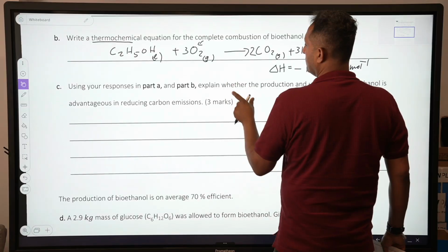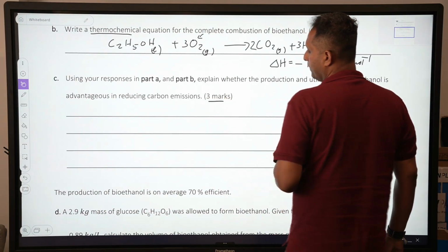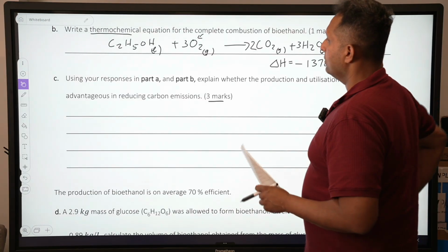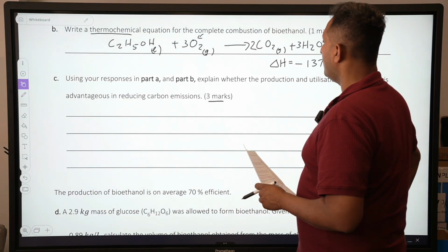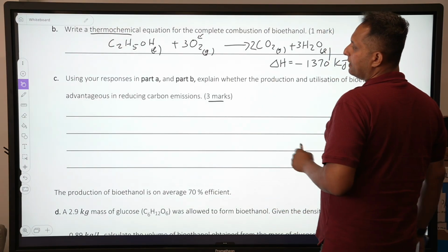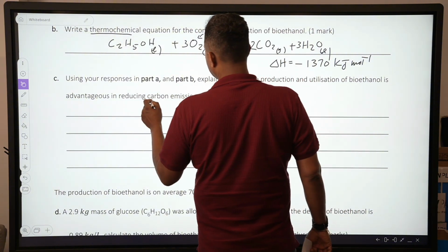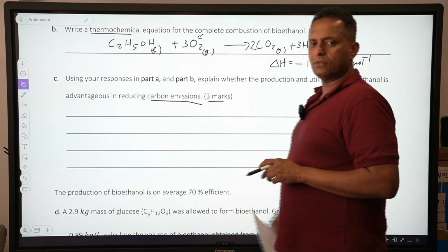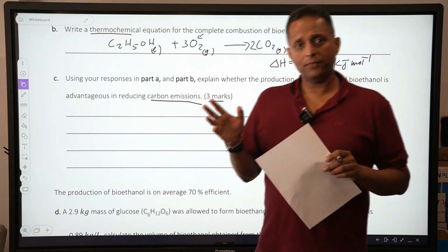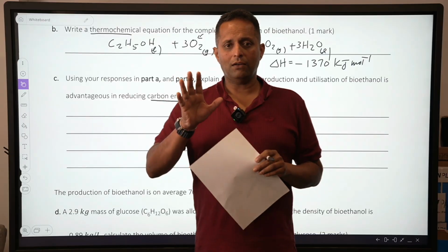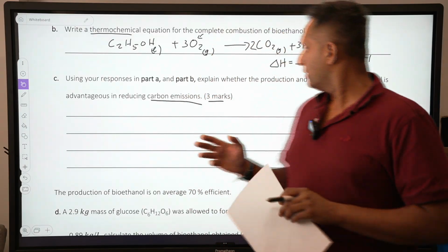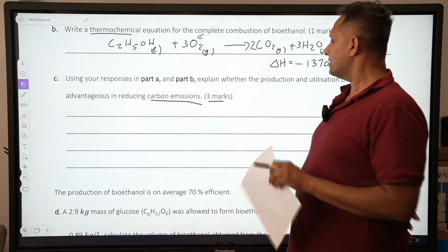Let's look at the next one. It's a 3 marker. So how do we get these 3 marks? Let's read the question. Using the responses in part A and part B, explain whether the production and utilization of bioethanol is advantageous in reducing carbon emissions. In other words, the question is asking you to say whether bioethanol is carbon neutral or not.